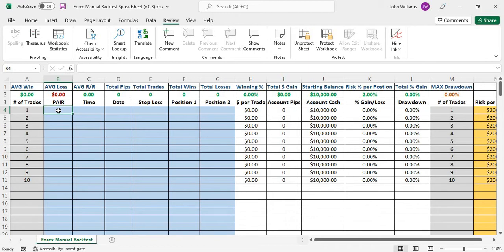All right, so I'm going to enter EUR/USD. I'm just going to copy this because I'm going to use the same thing for all 10 trades. So those are our currency pairs. The next thing I'm going to enter is a time and a date.